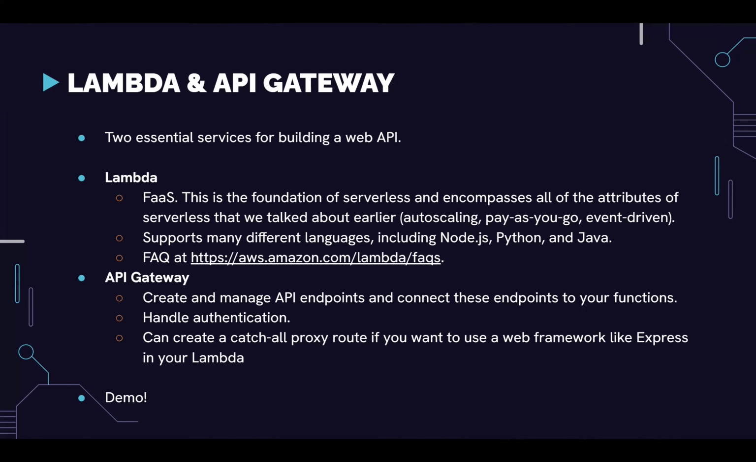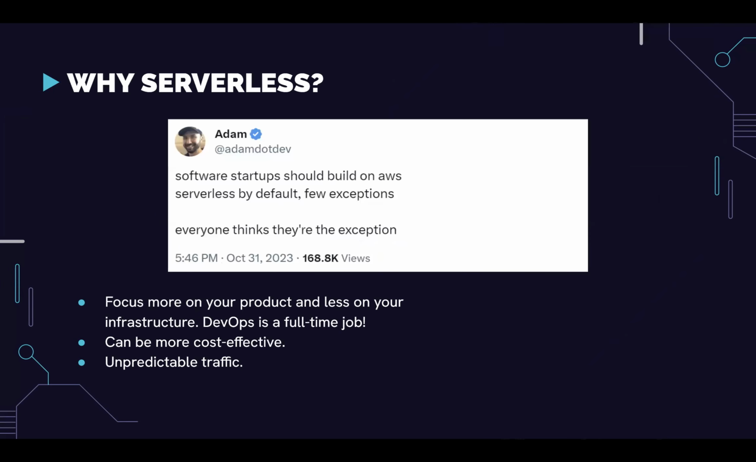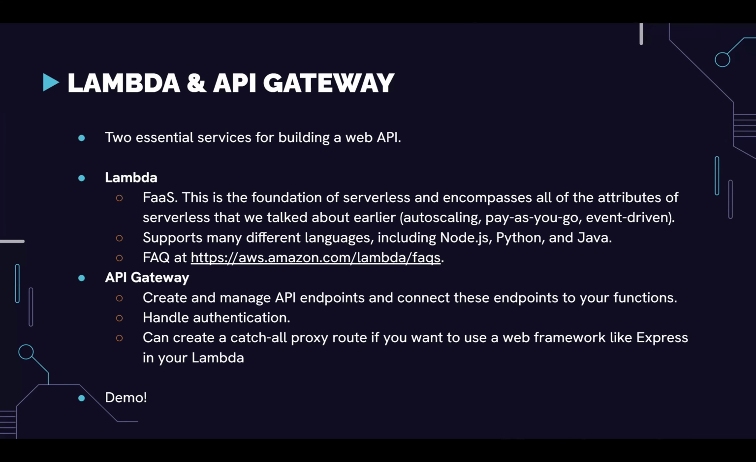And it encompasses all those attributes that I talked about earlier: pay-as-you-go, no server management, event-driven. Those are all attributes of AWS Lambda. And like I mentioned earlier, they support many different languages: Node.js, Python, Java. I was working with C#, serverless C#. But again, they might not support a version that you need.